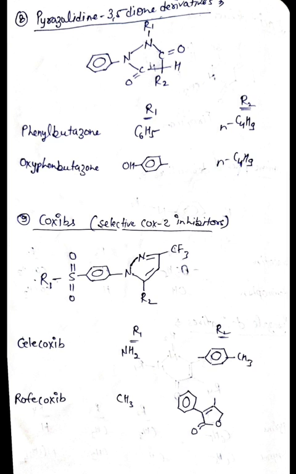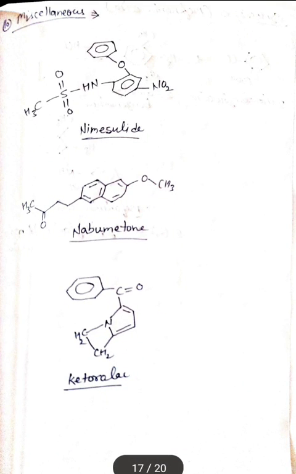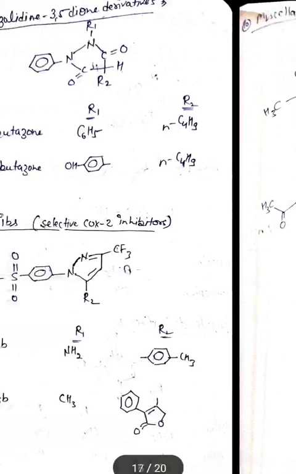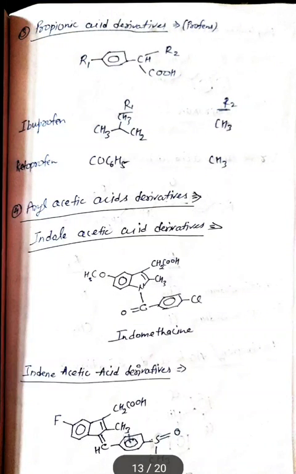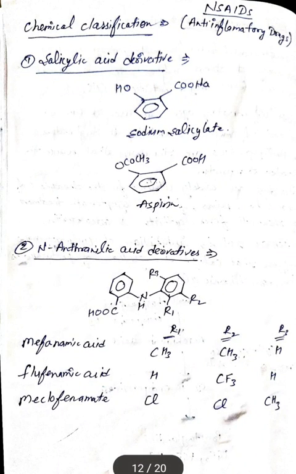In the next category we have coxibs, which are selective COX-2 inhibitors, in which we have celecoxib and rofecoxib, but none of these compounds is being sold in the Indian market. The next category is the miscellaneous category, in which we have nimesulide, nabumetone and ketorolac. Nimesulide is a preferential COX-2 inhibitor, and the coxibs are selective COX-2 inhibitors, while the rest of the compounds in NSAIDs are non-selective COX inhibitors. It means the non-selective inhibitors are the agents which inhibit the COX-1 enzyme as well as the COX-2 enzyme. We will discuss it in detail in the mechanism of action.